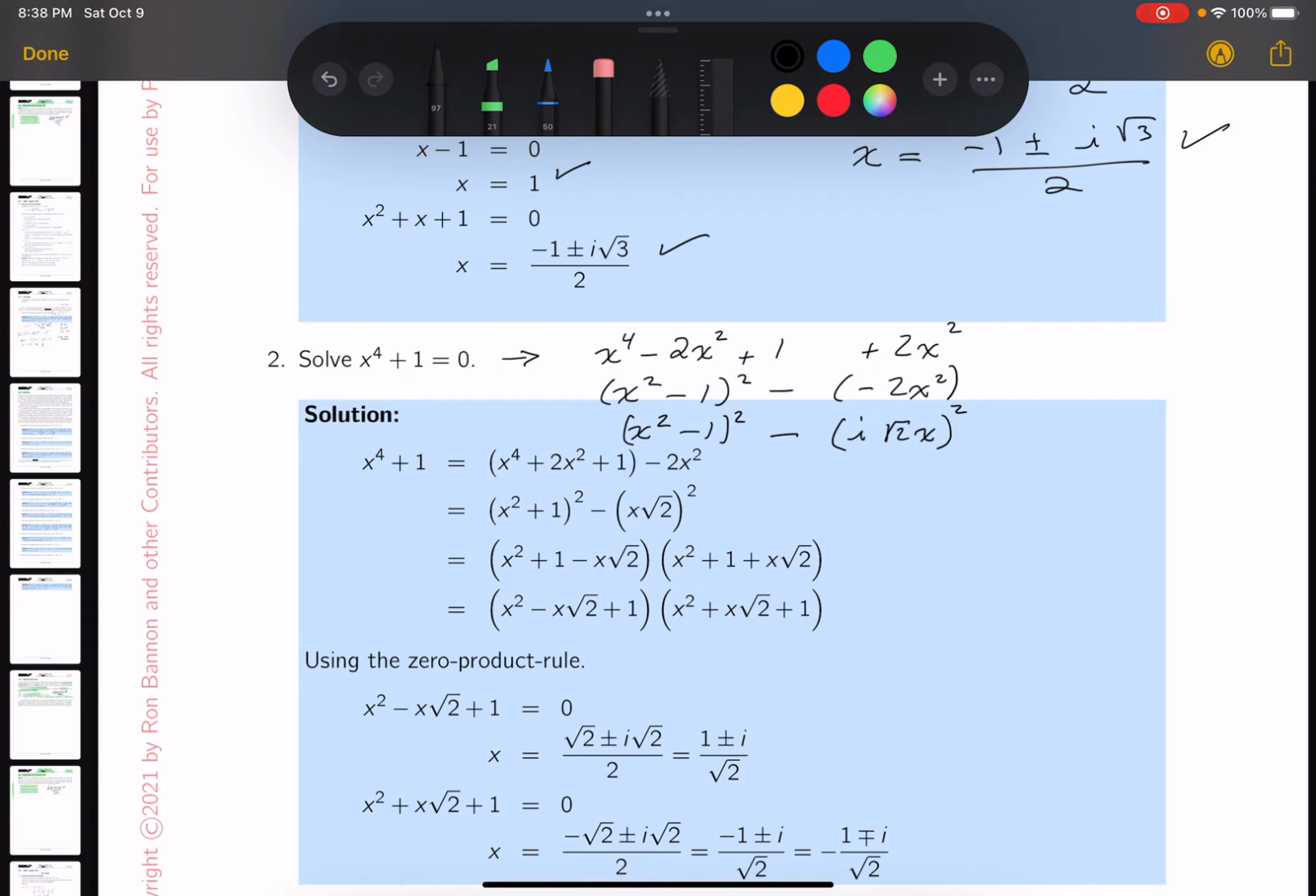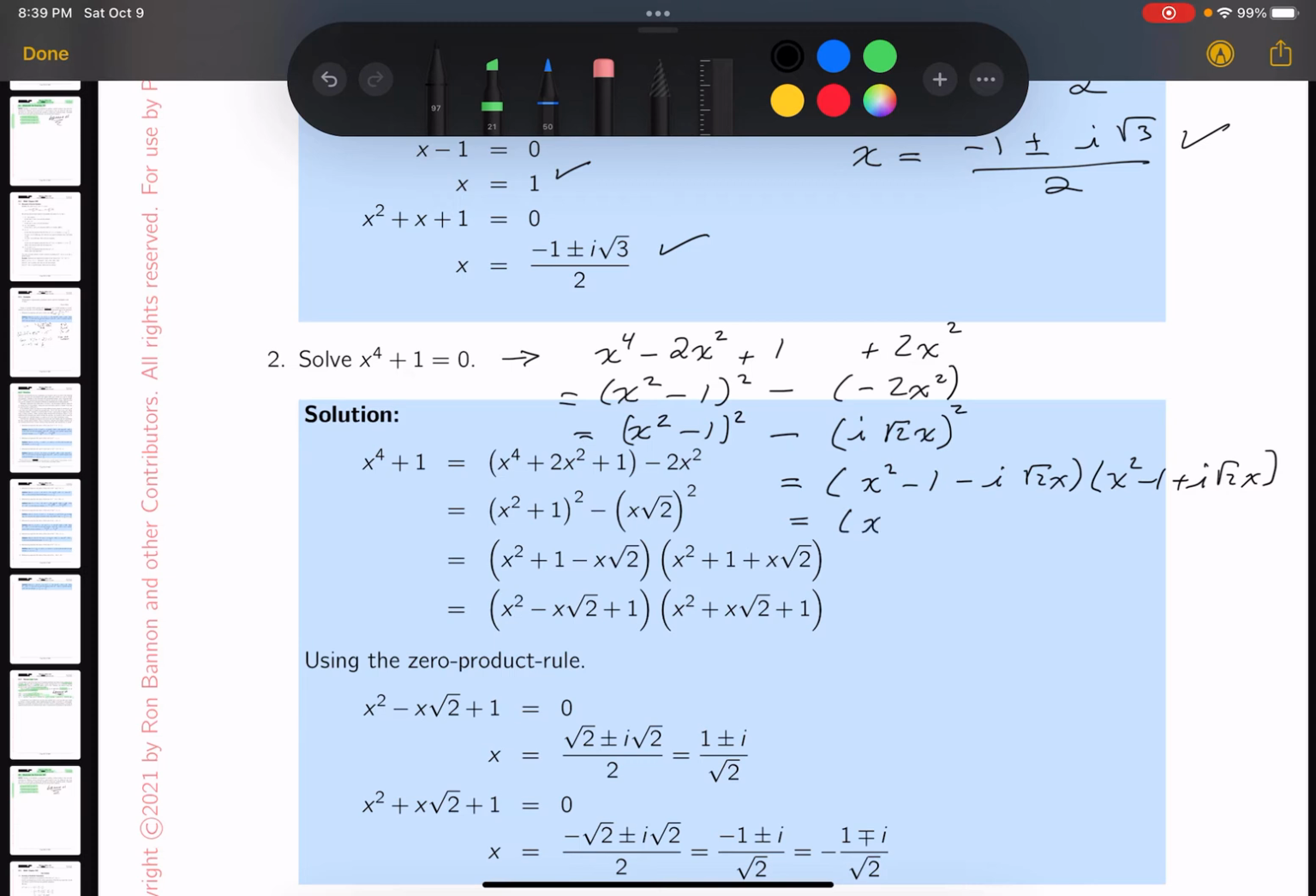Well, let me continue to factor it. And again, I know it's going in a different direction. Not really. So what do you get? X squared minus 1 minus i root 2 x. And what do you get over here? X squared minus 1 plus i root 2 x.